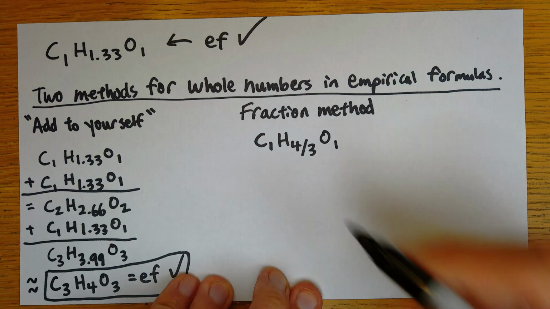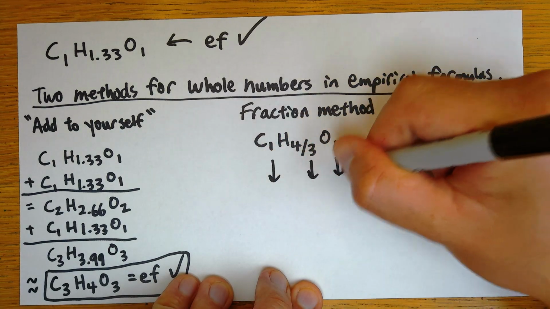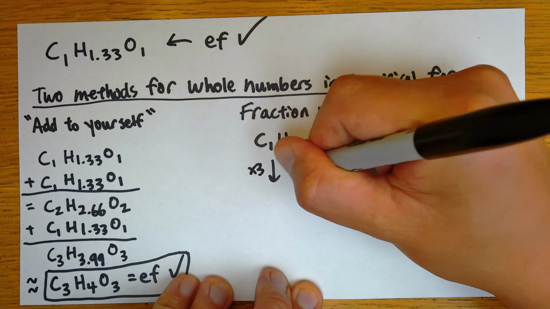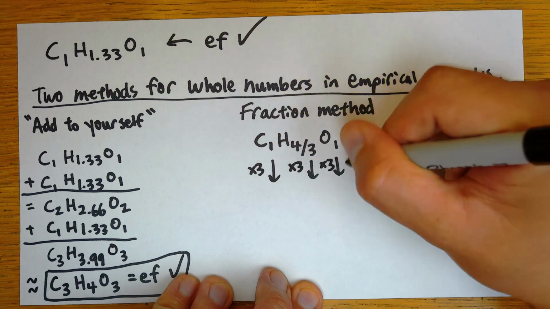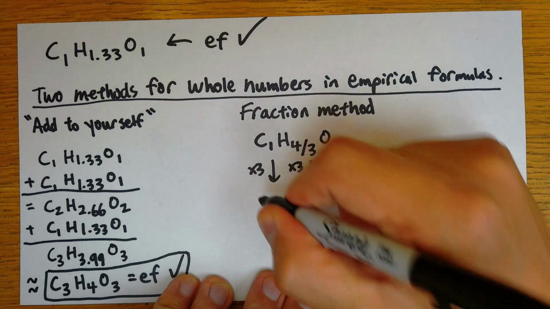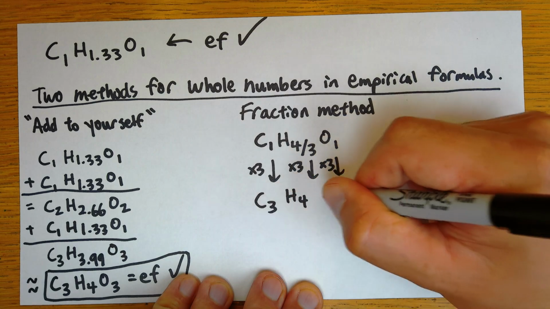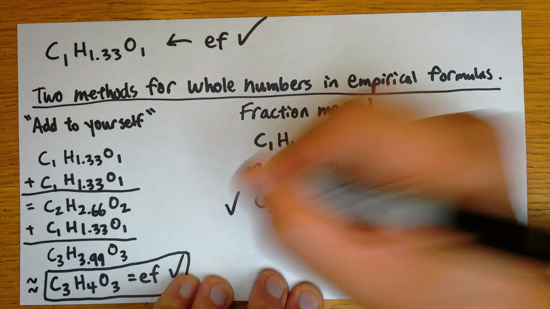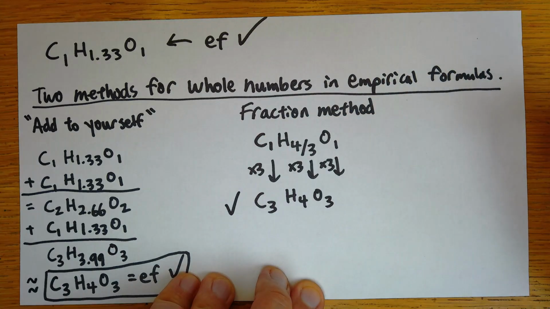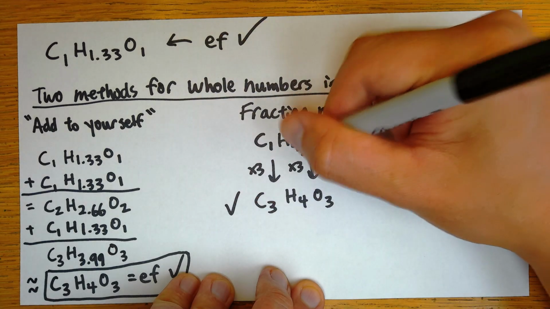Okay. And then you just say, oh, to get rid of this denominator, I need to multiply everything by 3. You have to do it to all numbers so that that ratio still holds. So we get C3H4O3, which is the same result.